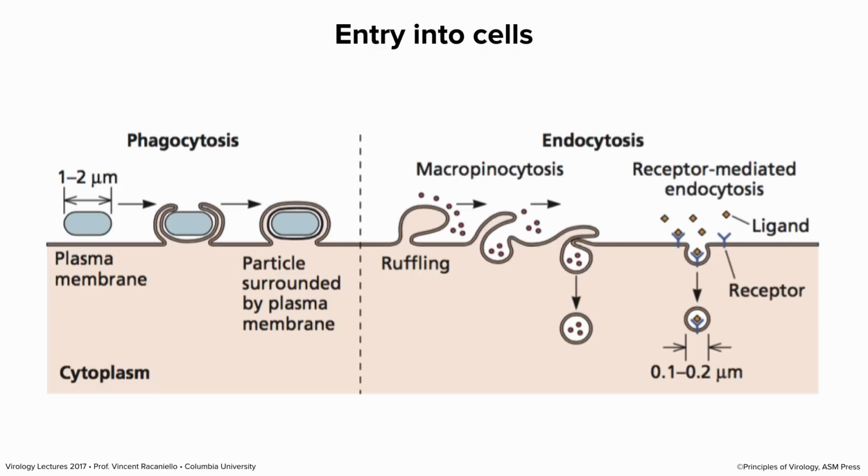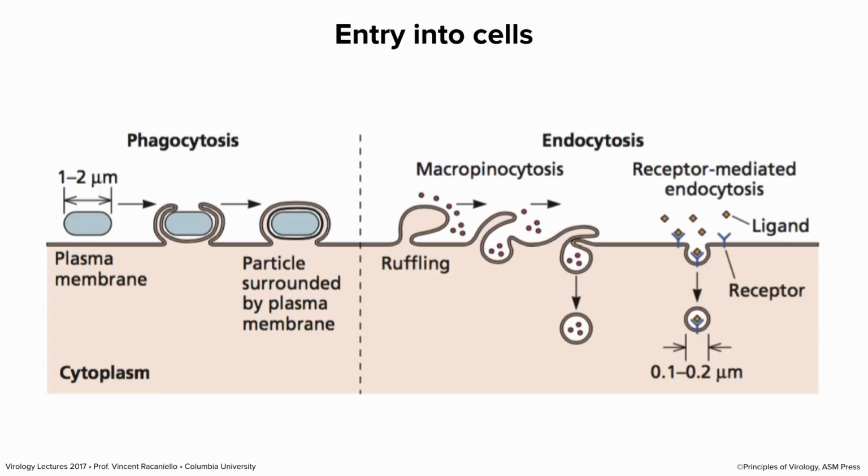On the left is a process called phagocytosis, where large particles are taken up by cells, typically 1 to 2 microns in size. This is a process that's used to take up pieces of dead and dying cells, and also entire bacteria, for example, but not going to concern us anymore today. On the right, the two kinds of endocytosis are what we're interested in, because these are ways that cells take up smaller materials.